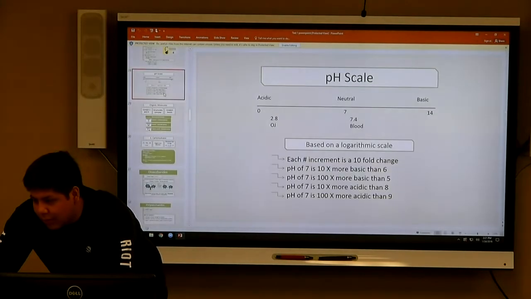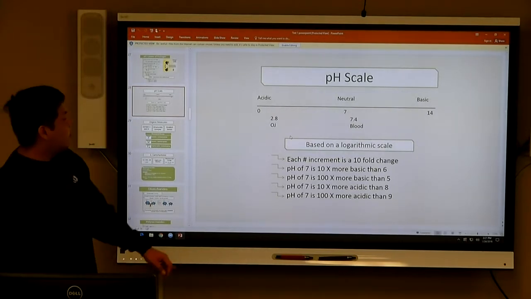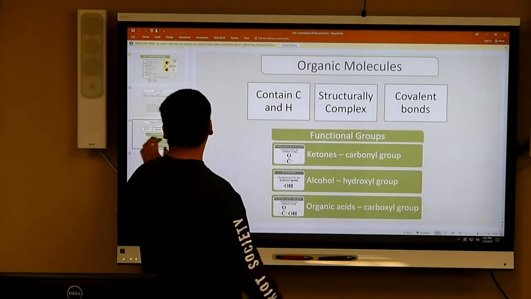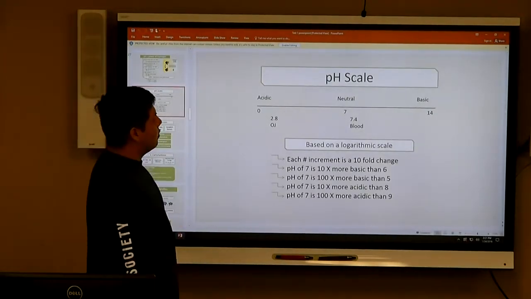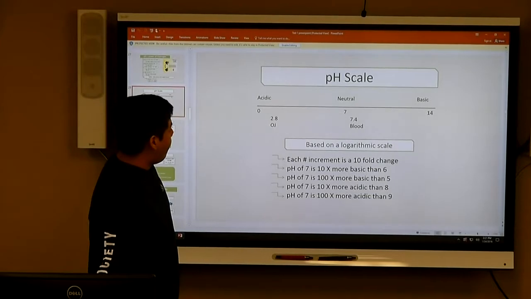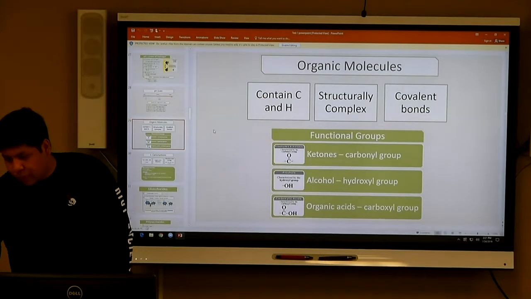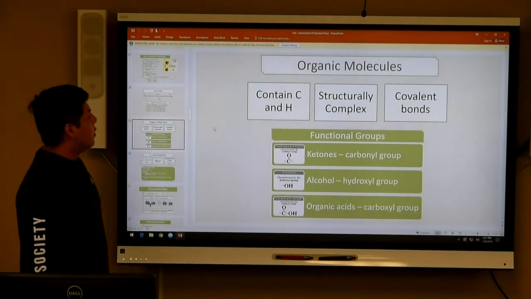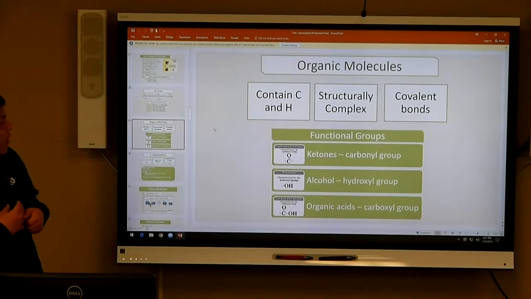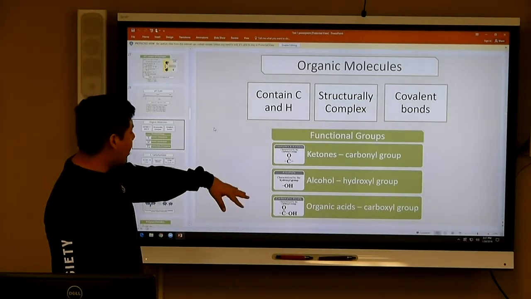This is the pH scale, and this is orange juice, and this is blood, and then 7 is neutral on the pH scale, and 14 is the most basic. Organic molecules contain C and H, with structurally complex covalent bonds. Functional groups: ketones, alcohol, and organic acids.